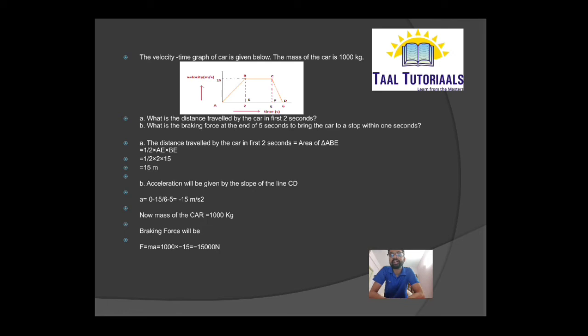What is the distance traveled by the car in the first 2 seconds? In the first 2 seconds, I can see from the graph that it is a triangle. For finding distance, we need to find the area. So we need to find the area of the triangle, that is half into AE into BE, that is half into 2 into 15. The 2 gets cancelled, so only 15 is left. So 15 meter is the total distance traveled by the car in the first 2 seconds.